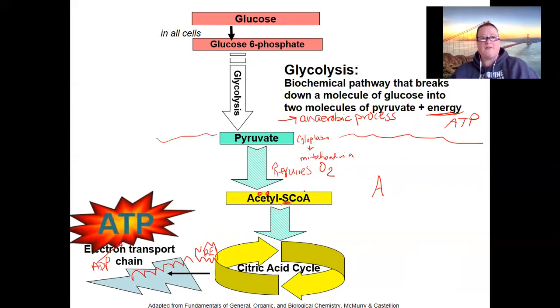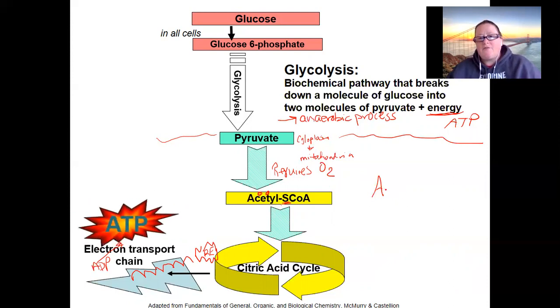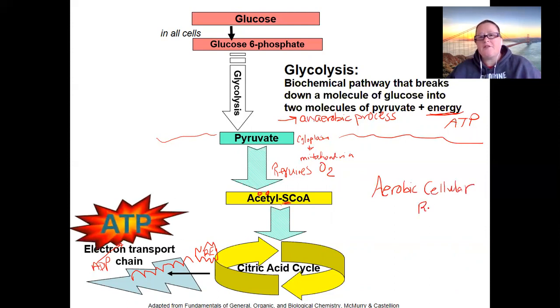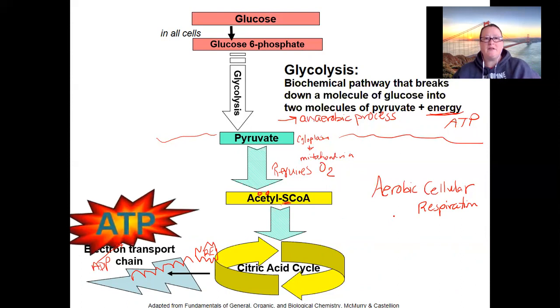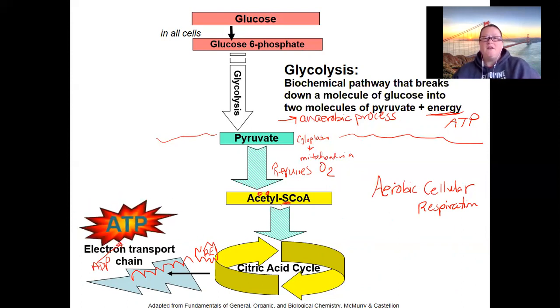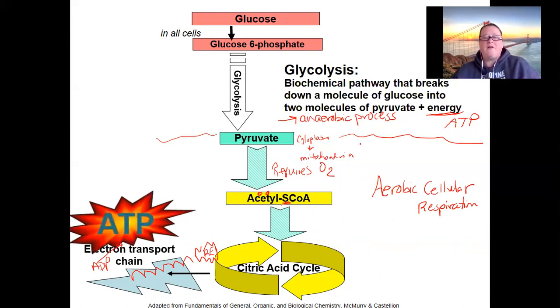Anyway, this process of producing ATP is referred to as aerobic cellular respiration. And it can be coming from glucose, as we're talking about here, or it can be coming from the lipids or the proteins. The process of ultimately producing acetyl-CoA, citric acid cycle, and electron transport is aerobic cellular respiration.